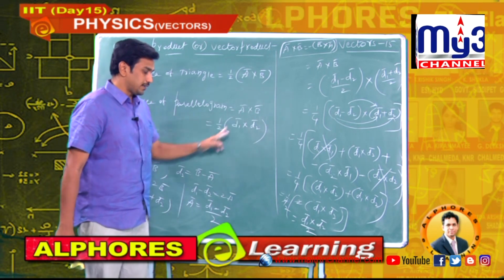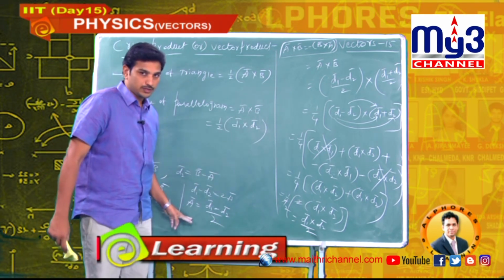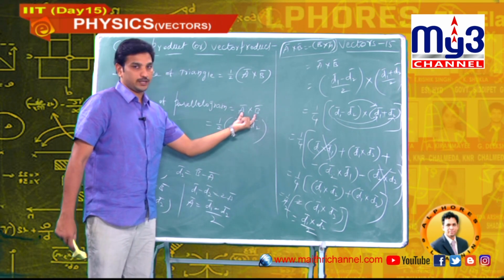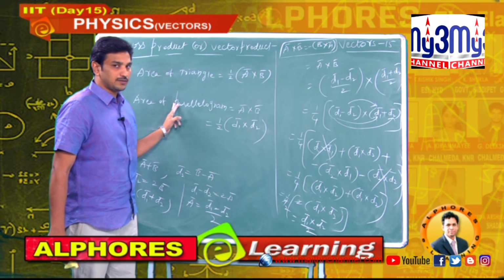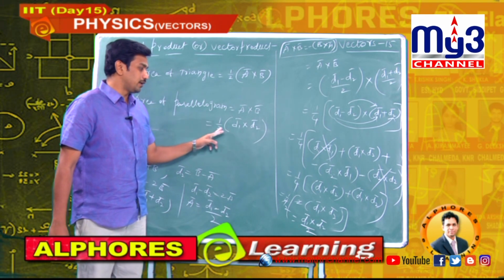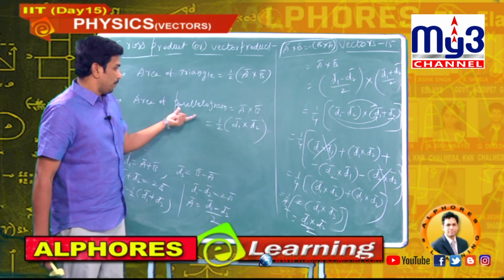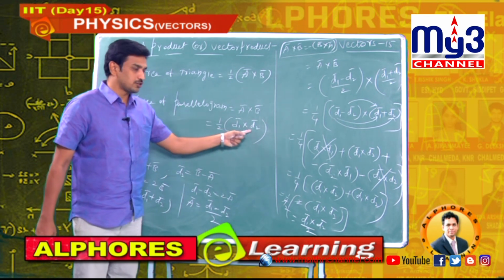So A bar I traced out, B bar I have traced out. Now I made a cross product. The final answer is: area of parallelogram in terms of diagonals is 1 by 2 into D1 bar cross D2 bar.